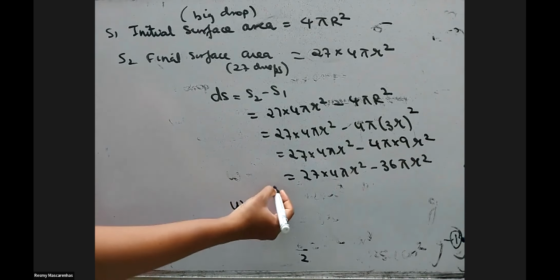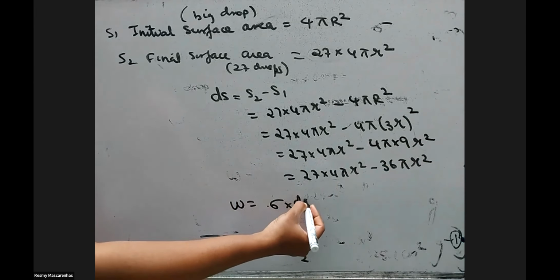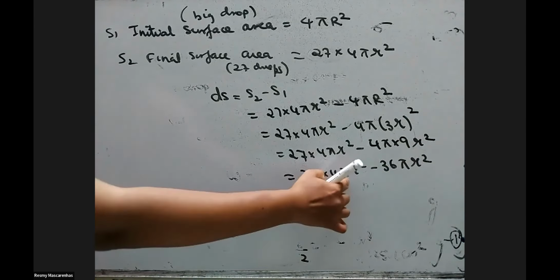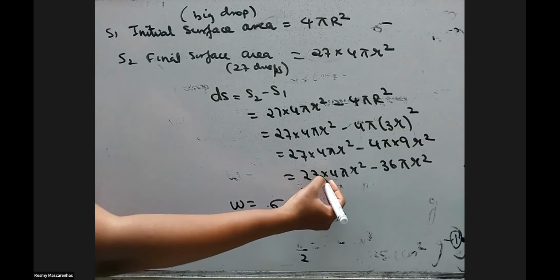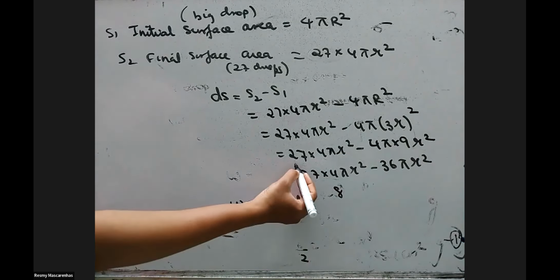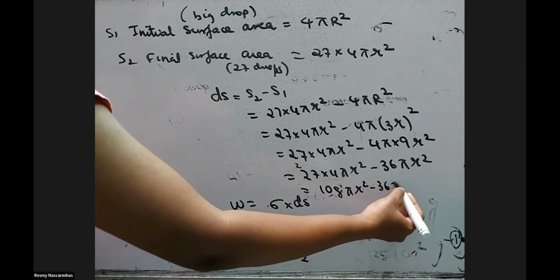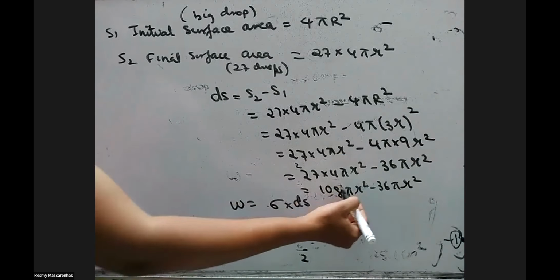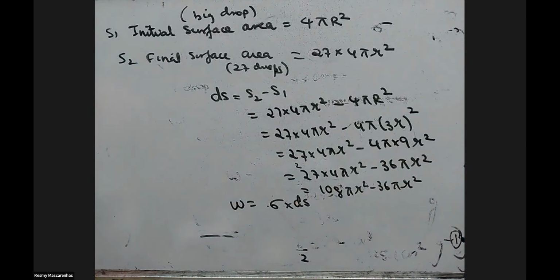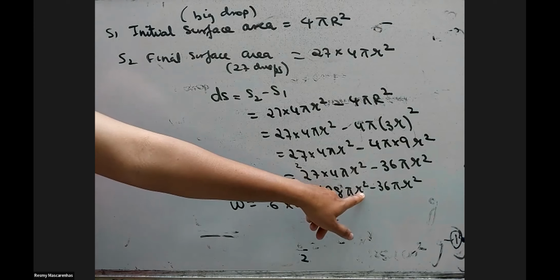And work done will be nothing but your, just add rho to it. Whatever answer you get here, this will be 4 sevens are 28, 108 pi r square minus 36 pi r square. So just minus this. So whatever answer you get, you write. My answer is in terms of r square, smaller r square I've given.